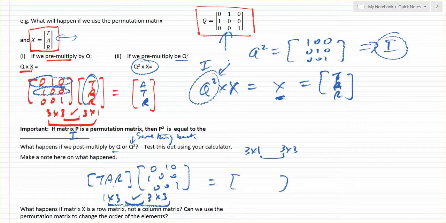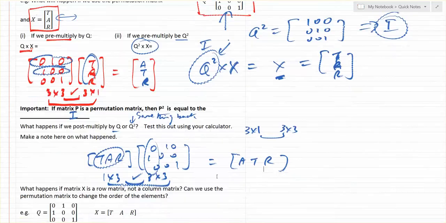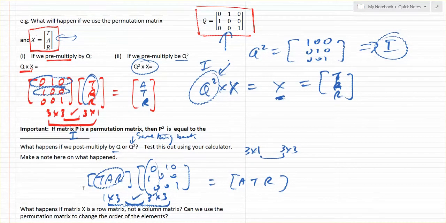So let's see what happens if I multiply the row with the columns. What do I get? I get an A, I get a T, and I get an R. ATR. So you can multiply by Q, but you need to change the original matrix which you want to have multiplied, or permuted.